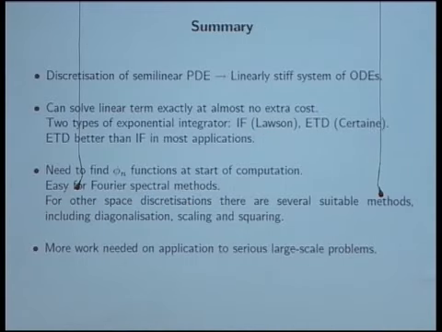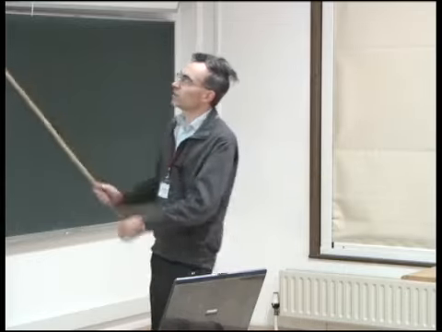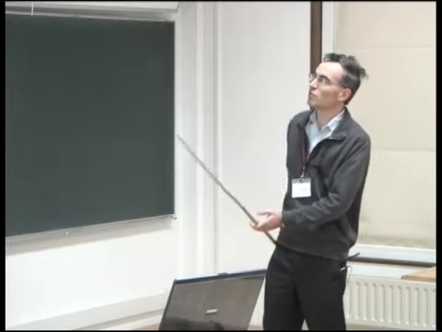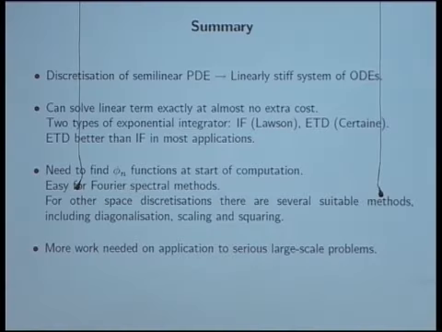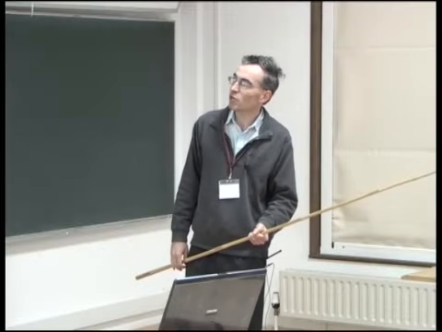Okay, so summarizing, we discretize a semi-linear PDE. We get a linearly stiff system. We can solve the linear term exactly using this ETD method, which is first due to Certain, and which is very good for a wide variety of problems. We need to find these functions phi n, but we only need to find them once at the beginning of the computation. In the case of a Fourier spectral method, it's trivial, there's no work to do. For other spatial discretizations, there are various methods, including the diagonalization of the matrix or scaling and squaring methods that can be used to compute these functions.